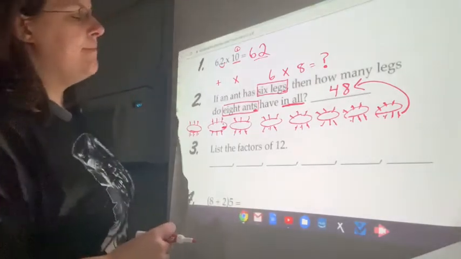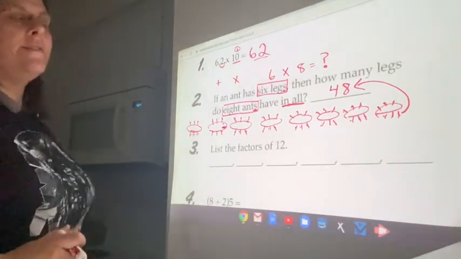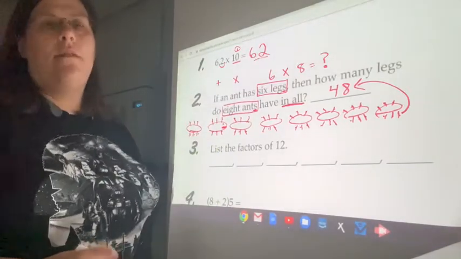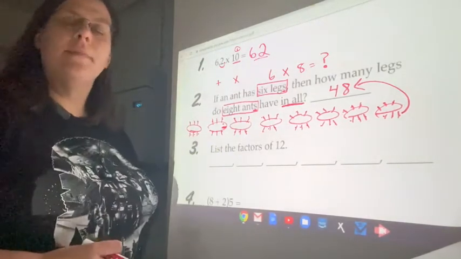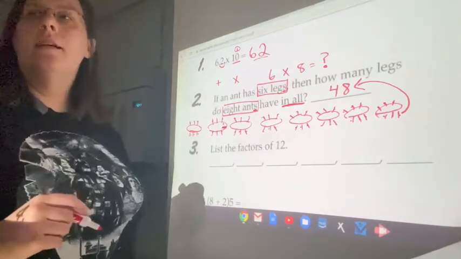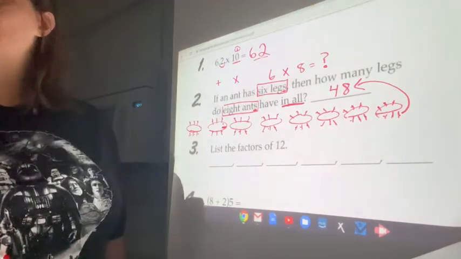All set. Going down here to list the factors of 12. There are 2 ways to do this as well. We have the easy way and we've got the hard way. So the easy way: Alexa, what are the factors of 12?